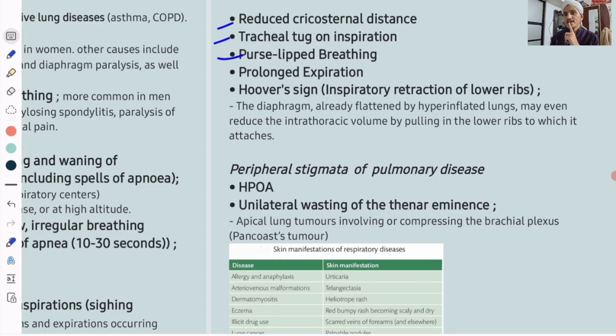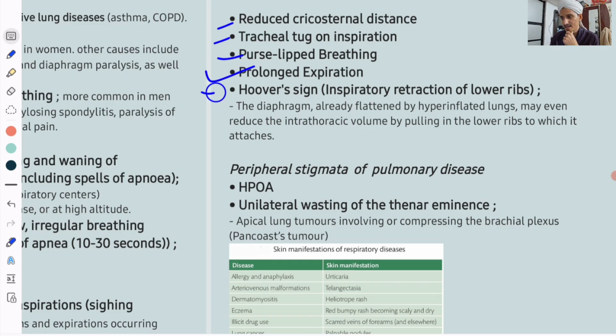So why? During expiration, by closing the mouth, they are generating some kind of positive end expiratory pressure, because the airways usually close during the expiration time. So during expiration they will close both the lips, and that expiration is against closed lips. That will generate some positive pressure, and that will open the closed airways in these patients. That's why they will have pursed lip breathing. Prolonged expiration you will see in obstructive lung disorder.